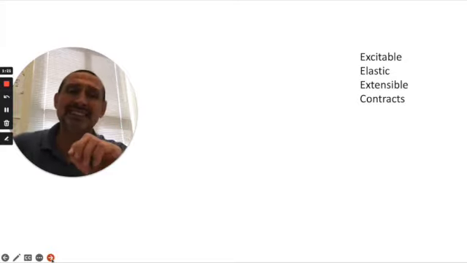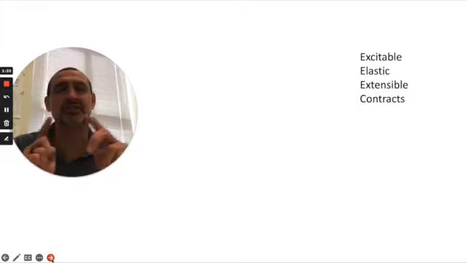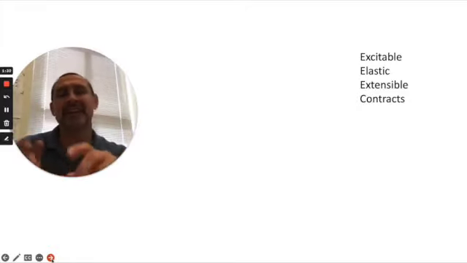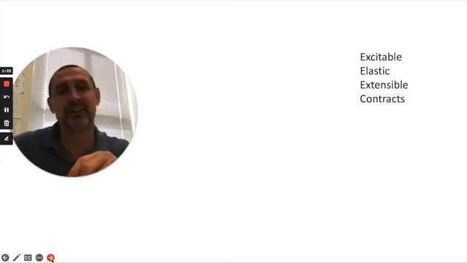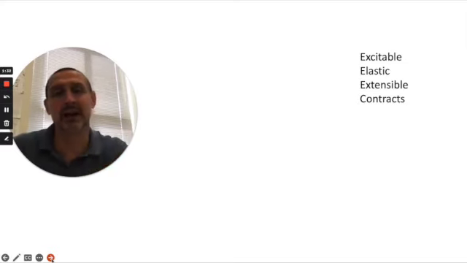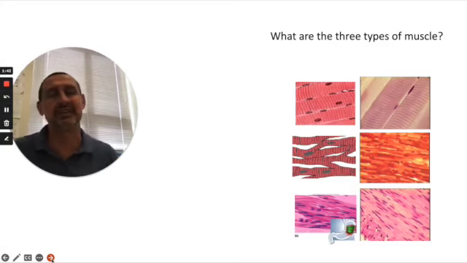Muscle is elastic. That means it doesn't just contract, it doesn't just stretch, but it can return to its original length, just like an elastic band around a pair of athletic shorts. And muscle is excitable. That is, it can respond to stimuli. So what are some of the main characteristics of muscle and the types of muscle?